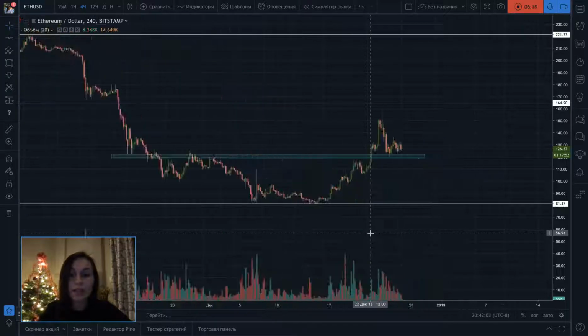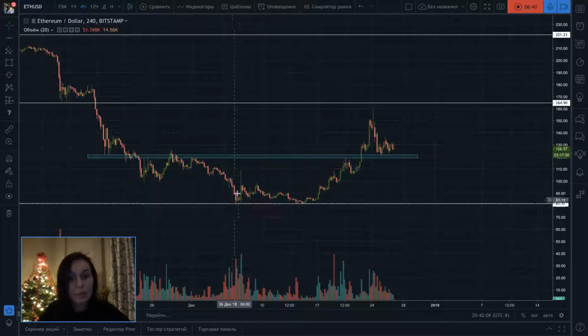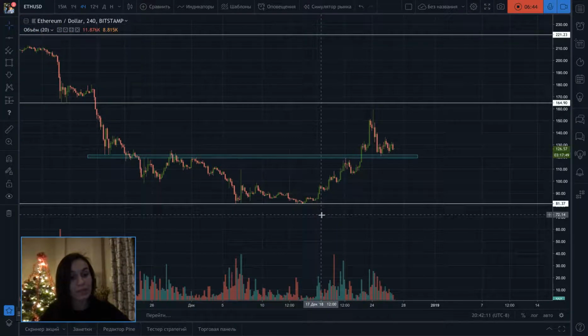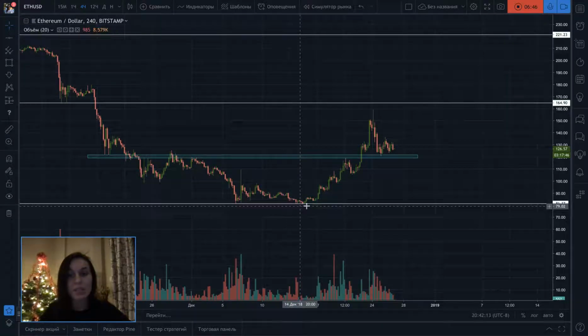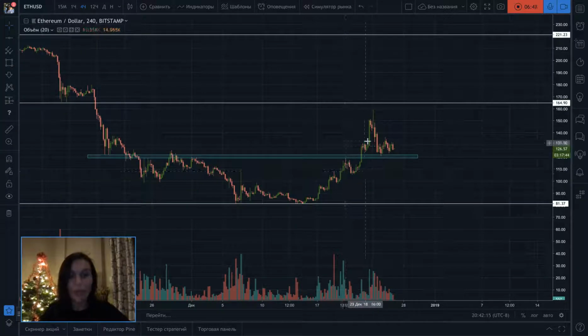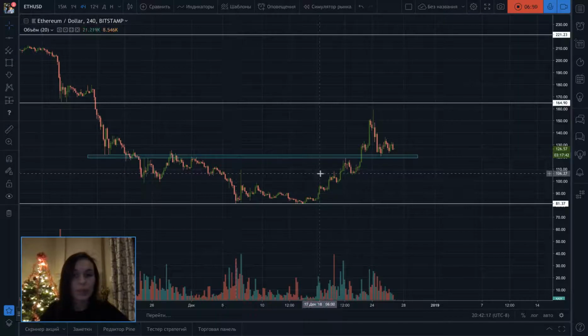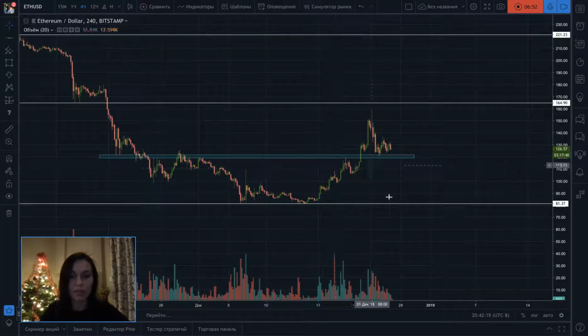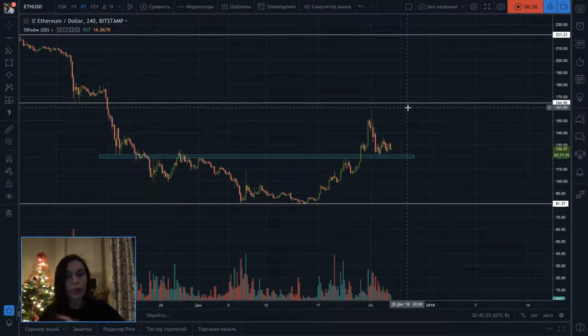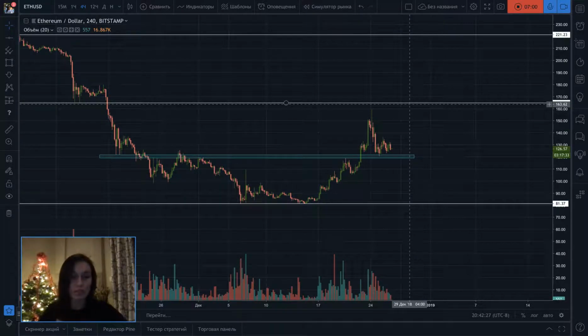You see how many times the price touches this support level. You see how many times it jumps out and breaks our local lines. You see over here. So what should we do regarding this level? We can buy over here, and we should sell, or we should make some focal point under our resistance line.